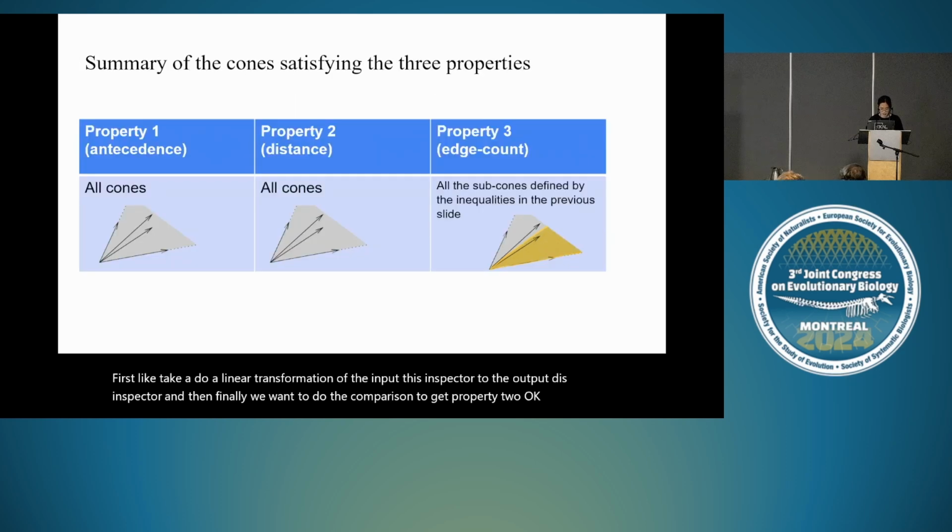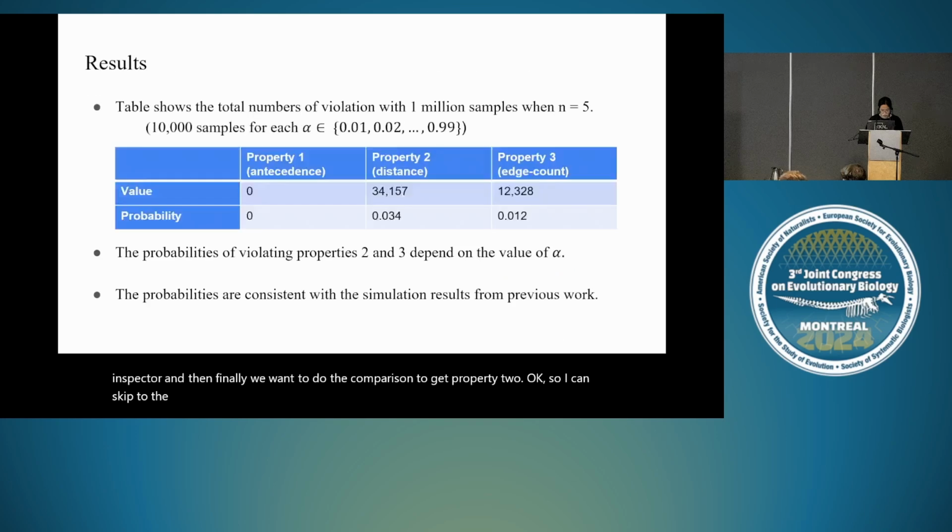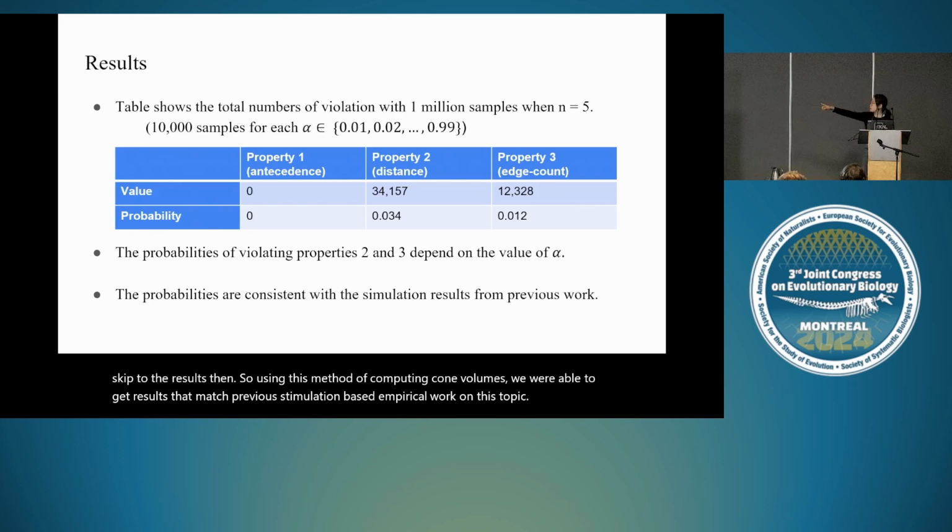Okay, so I can skip to the results then. Using this method of computing cone volumes, we were able to get results that match previous simulation-based empirical work on this topic up to a pretty good precision. All we did was decide which input distance vector lies in which cone, and then we compute the volume of the cones that satisfy the properties that we are interested in. And this is a theoretical method that doesn't rely on simulation and empirical experiments, and somehow our results match pretty closely to the empirical observations from previous work.